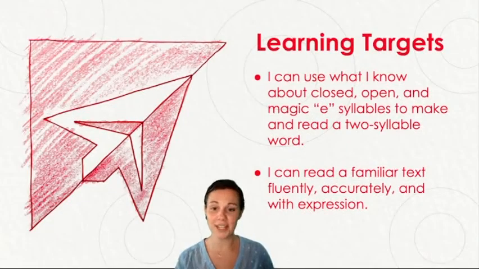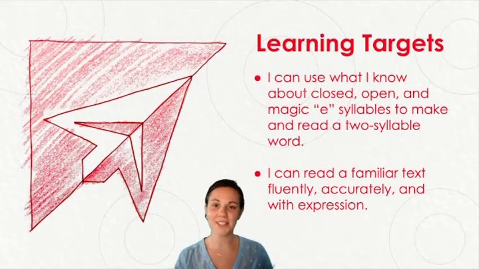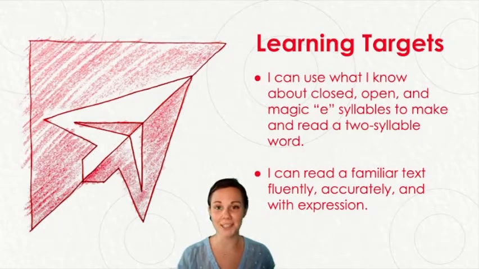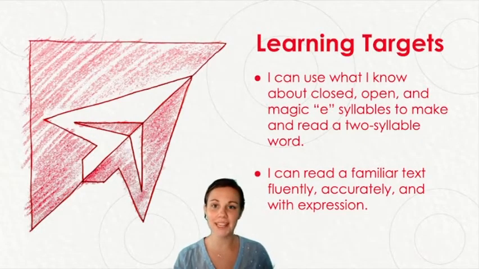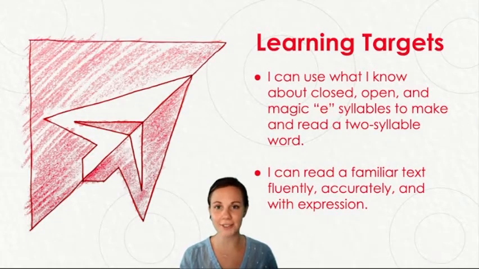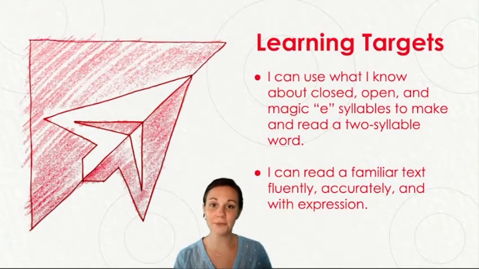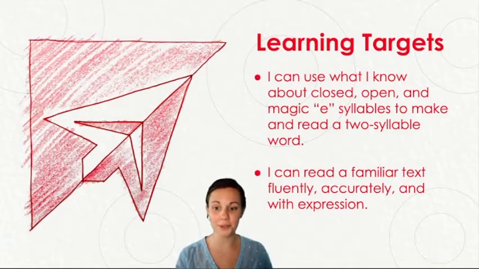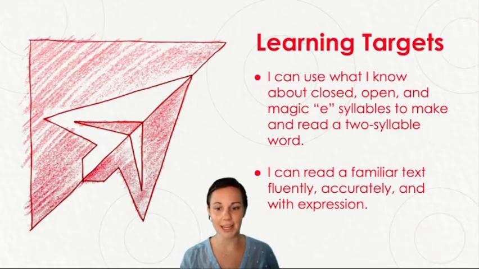Our first learning target: I can use what I know about open, closed, and magic E syllables to make and read a two-syllable word. Our second learning target: I can read a familiar text fluently, accurately, and with expression. We'll dig more into that as we go.